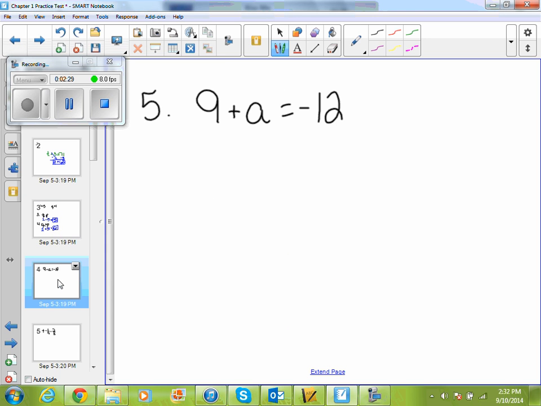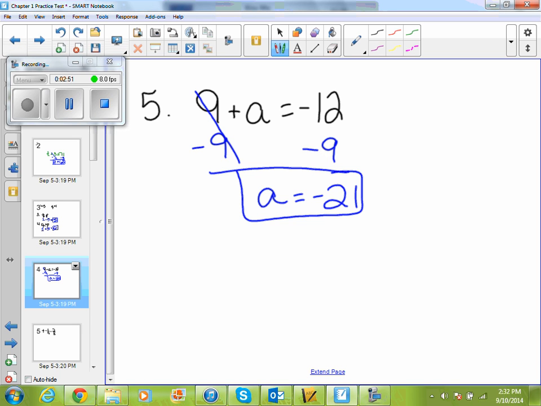So if we look at number 5, that's when we begin solving equations. So to solve the equations, 9 plus A equals negative 12. Okay, so what's going to be my first step? Subtract 9. What's negative 12 minus 9? Negative 21. So A would equal negative 21.